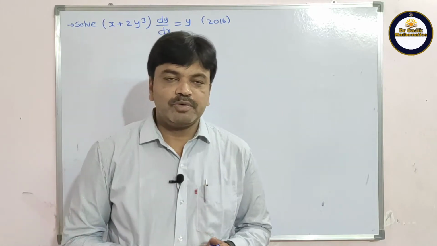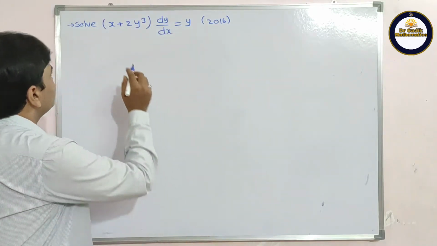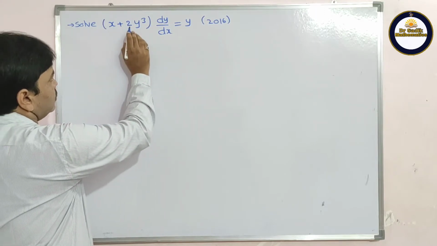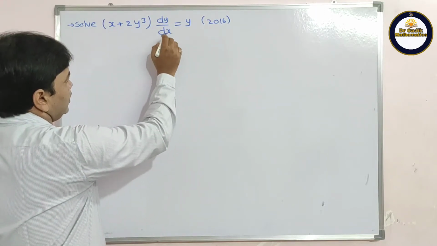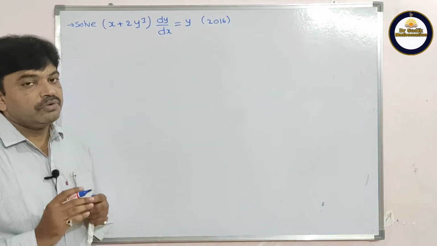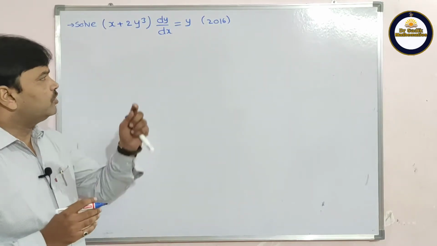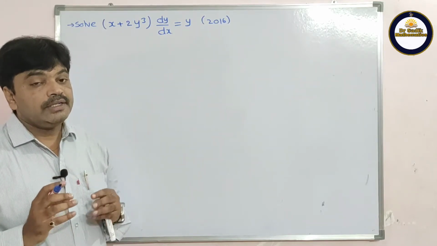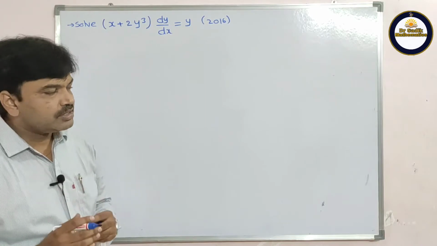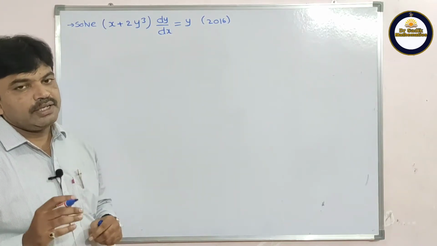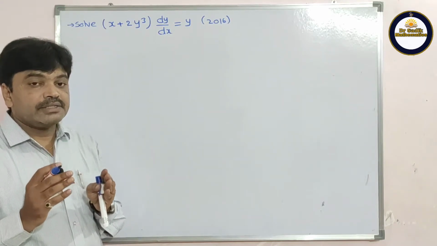Let us see the problems. Solve (x + 2y^3) dy/dx = y. Now I want to reduce this equation into a linear equation by rearranging the terms.